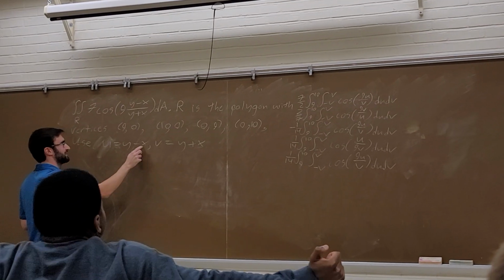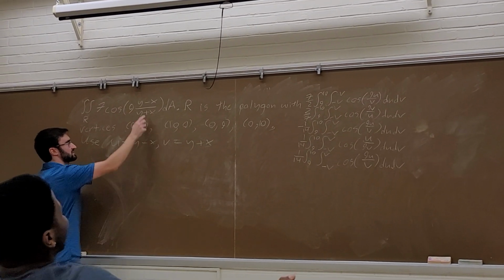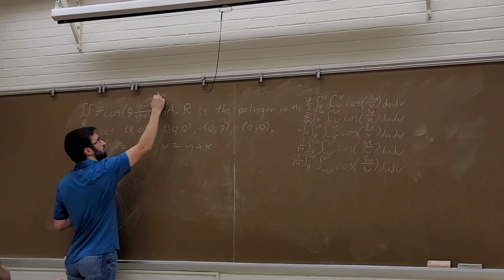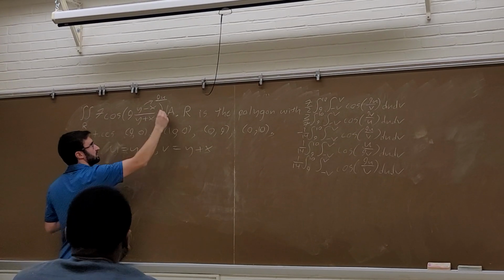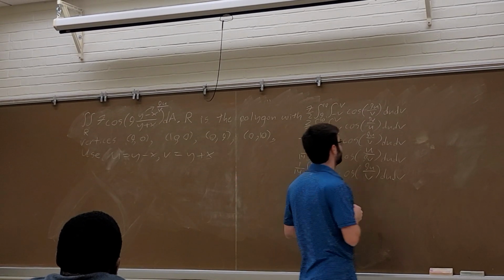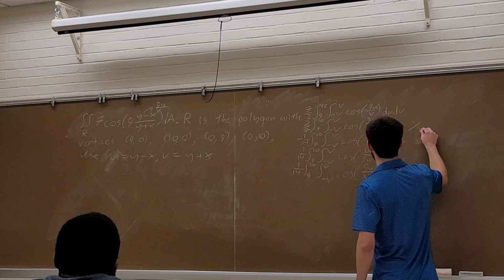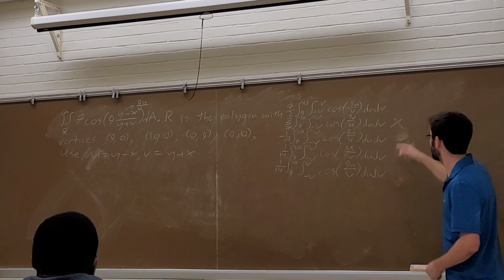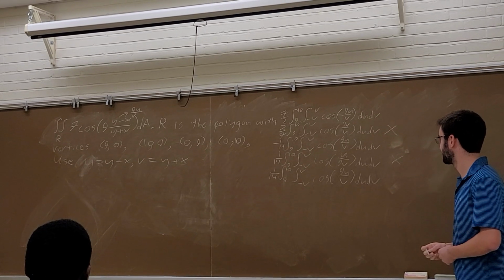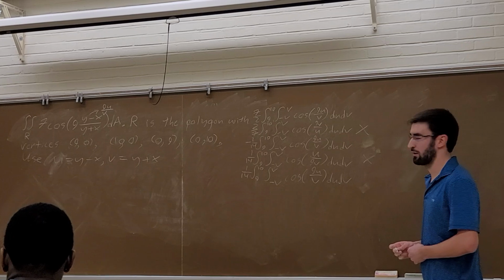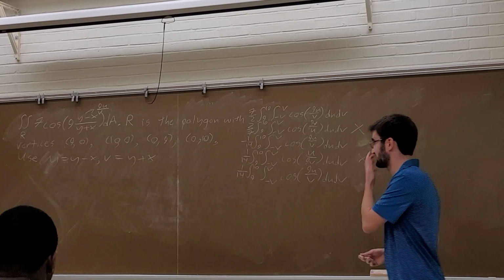If u equals y minus x, this guy up here will become 9u over v. Oh, that's just a constant. That immediately allows us to eliminate these two. So it could be either 1, 3, or 5, because those ones all have 9u over v. And now we have to check what the Jacobian is.